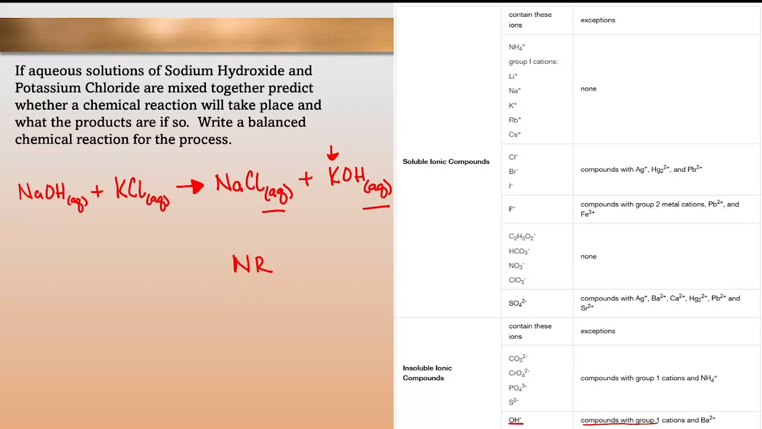So if we did mix these together, we would be left with a beaker of water, and inside that water, or dissolved in that water, we would have some Na pluses, and we would have some K pluses, and we would have some OH minuses, and we would have some Cl minuses. And everybody would be living in grand harmony, no precipitation, no reaction happening.